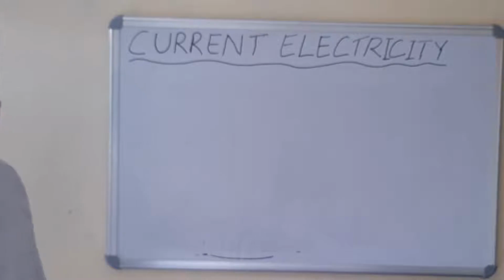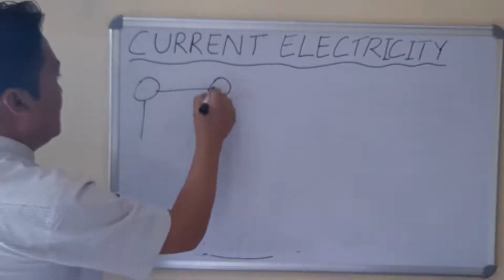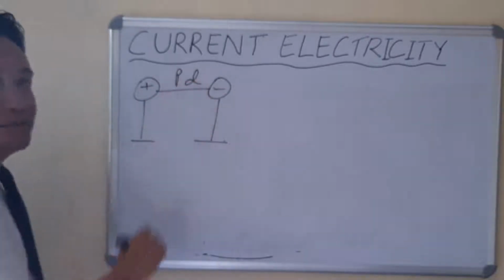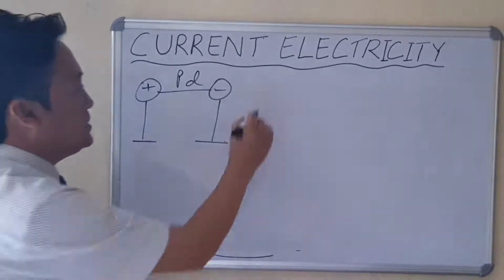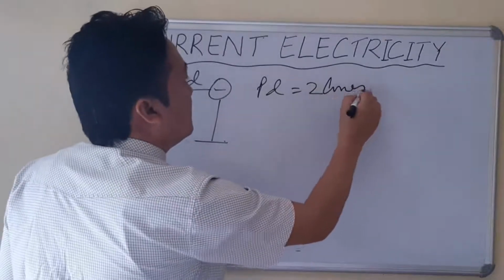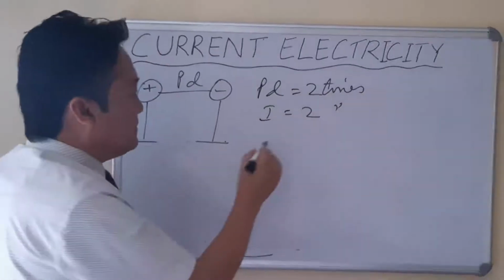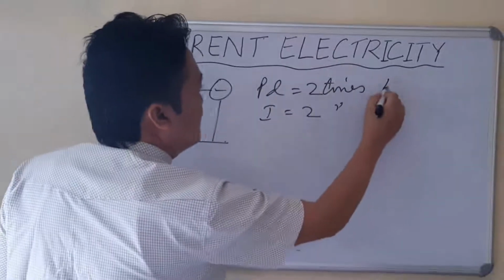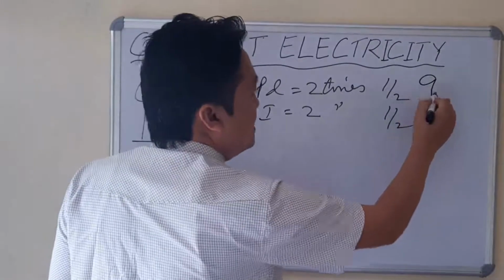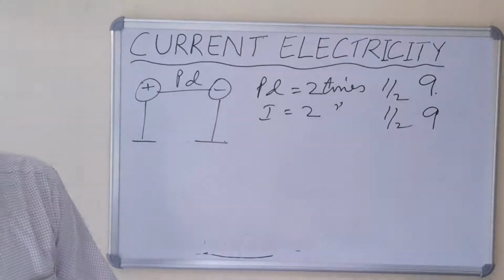if the potential difference between the two ends of the conductor is doubled, two times, then current will also be two times. If the potential difference is half, current will also be half. If the potential difference is nine times, current will also be nine times, and so on, since they are directly proportional.